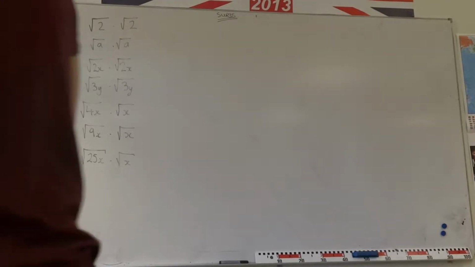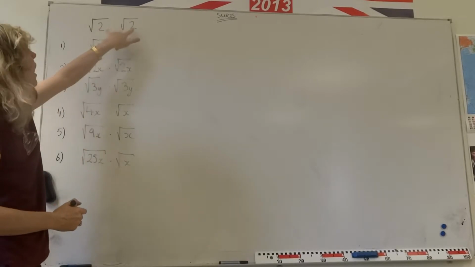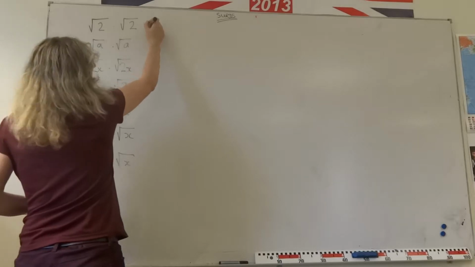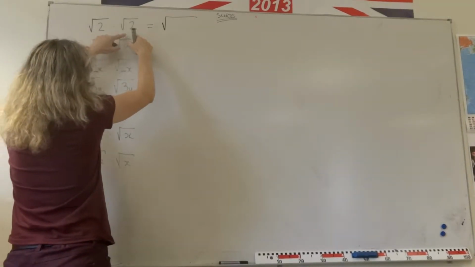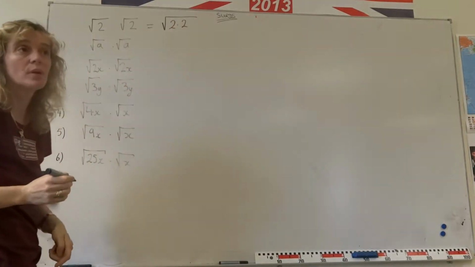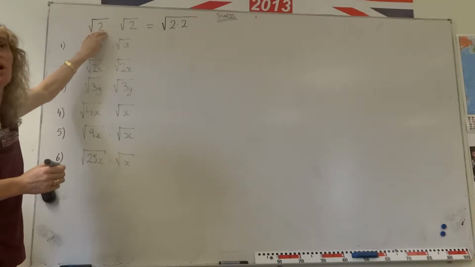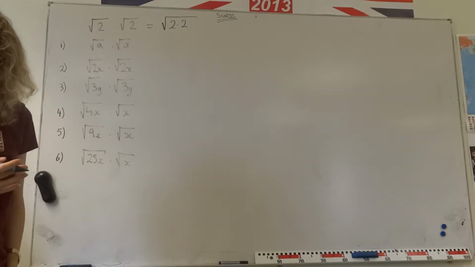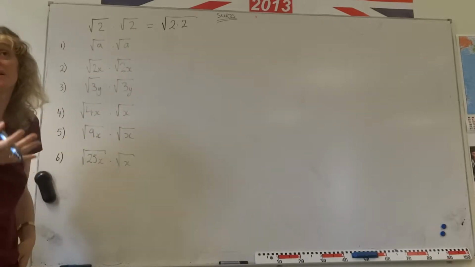Right, let's look at the theory of surds. Whenever we have a square root where the identical square root is being multiplied, the theory of surds says that the square root of 2 times the square root of 2 can be written as the square root of 2 times 2. The square root of 2 is quite complicated. We don't know it. It has an infinite number of decimal places. We'd have to use a calculator.